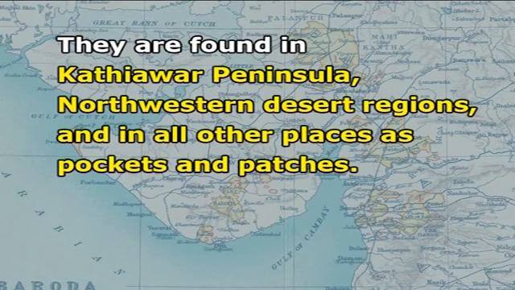In Western India, flatland topography with an altitudinal range of 100 meters to 500 meters above mean sea level is observed in the central portions. They are found in Kathiawar Peninsula, northwestern desert regions and in all other places as pockets and patches. Such gradients could be seen from Sholapur in the south to Ajmer in the north.